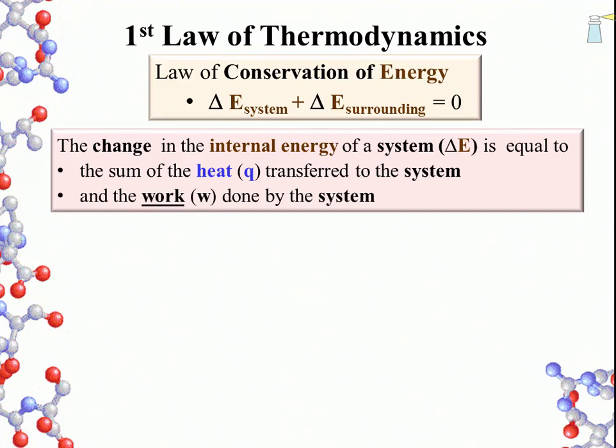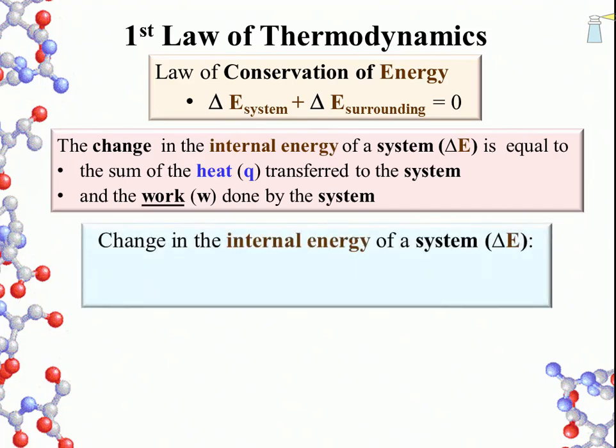Mathematically, that can be shown in two formulas. The change in the internal energy of a system, delta E, is the energy of the final state of the system minus the energy of the initial state of the system. That is the same format we use with getting a delta H, a delta S, and a delta G. The change in the internal energy of a system can also be described using heat and work. Delta E equals heat transferred Q minus work done. This is the formula most commonly associated with the first law of thermodynamics.